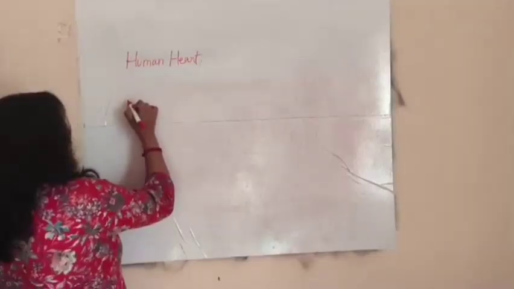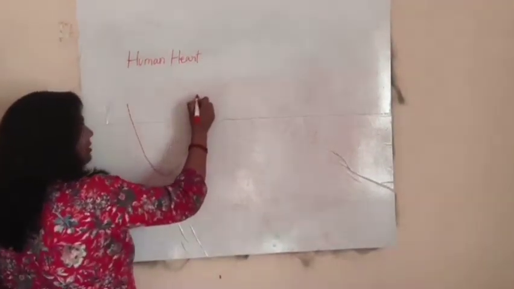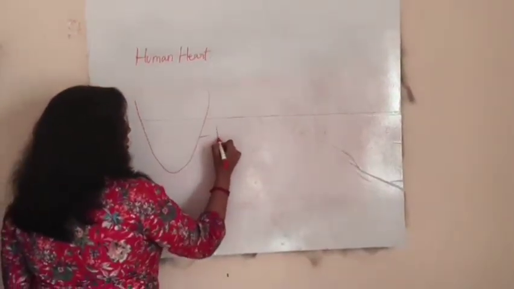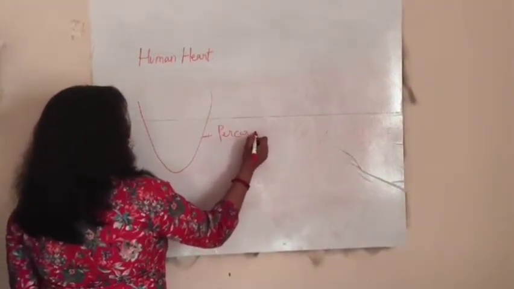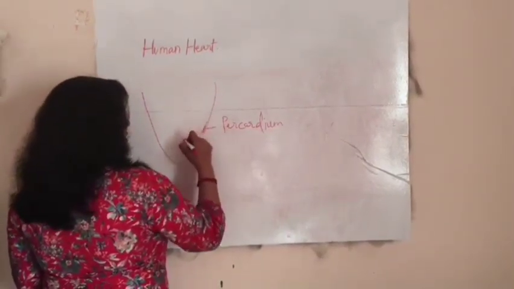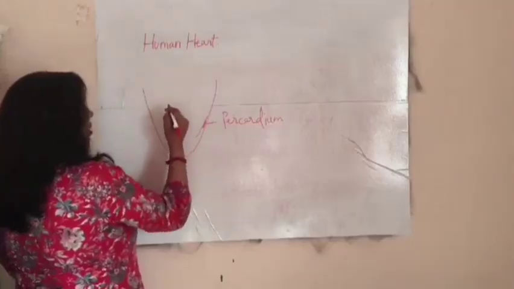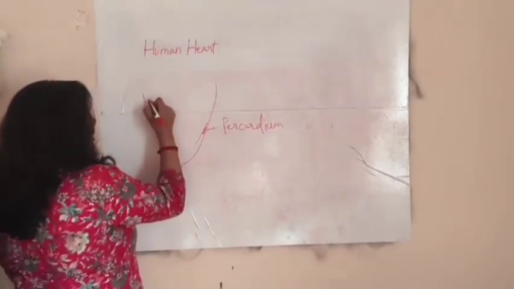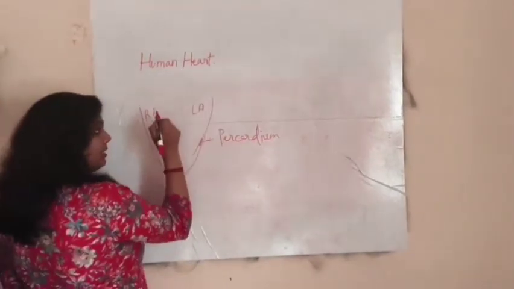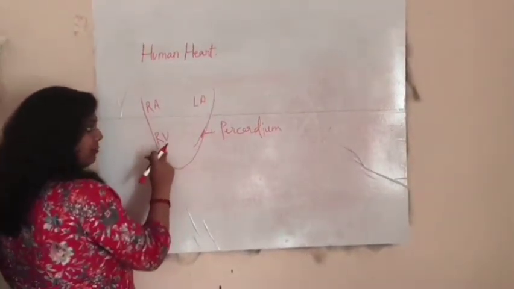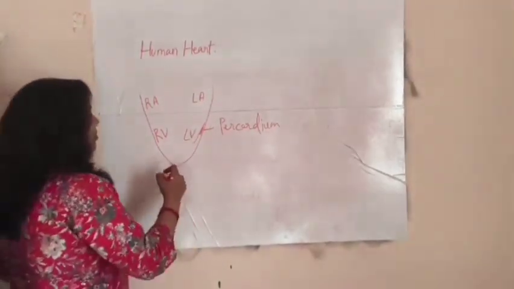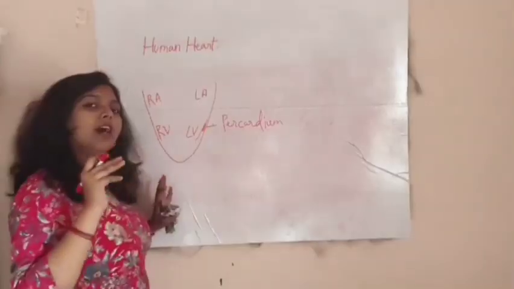Heart is a conical muscular organ. It has 3 layers: the pericardium, the mesocardium, that is supposed to be the muscular area, and the endocardium. Okay, now it has 4 chambers. Okay, the right atrium, blood collection; the left atrium, again blood collection; the right ventricle, the blood pump; and the left ventricle, again the blood pump. Okay, now we have these. Okay, the heart is 4 chambered.